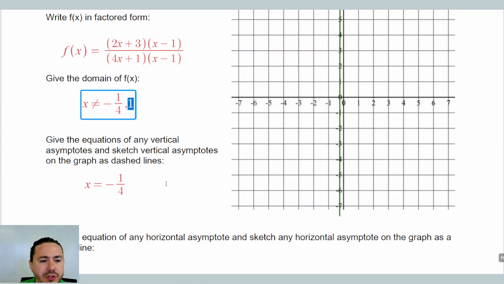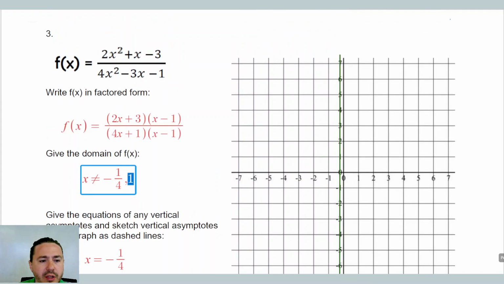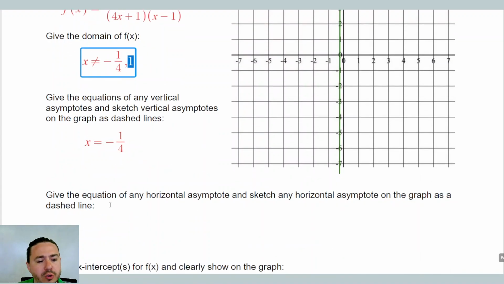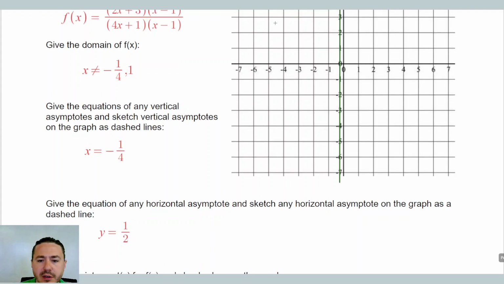Give the equation of the horizontal asymptote. Well, again, we've got degrees that are the same. So we're going to take the ratio of the leading coefficients, 2/4, which is going to reduce to 1/2. So we're going to have y equals 1/2. And that line is going to be roughly here.